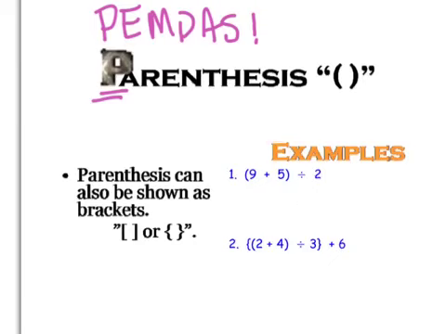Okay. So when we get to this example, what we do is we have to do whatever's in the parentheses first. So 9 plus 5 is what? 14 divided by 2. Then we do our last step. That equals 7. Okay, you guys all know that.